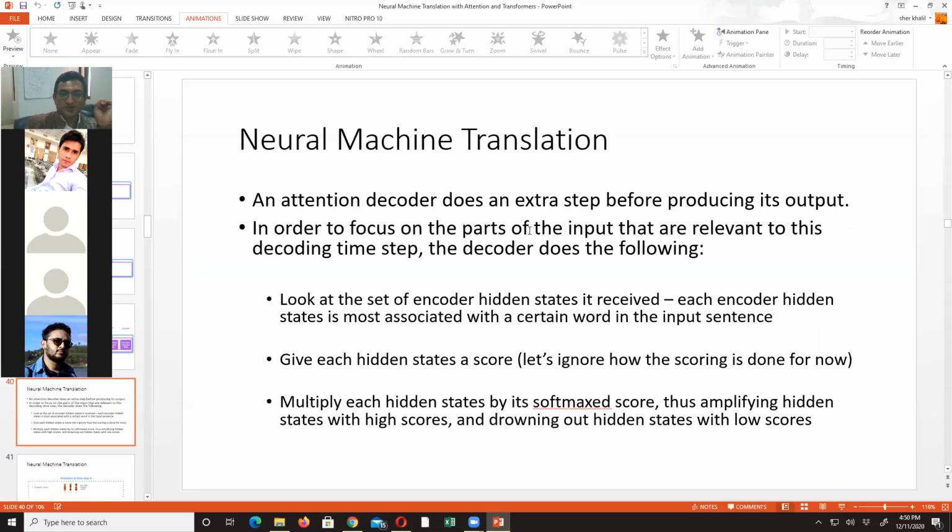In order to focus on the parts of the input that are relevant to this decoding time step, the decoder does the following. It looks at the set of encoder hidden states it receives. Each encoder hidden state is most associated with a certain word in the input sentence. Give each hidden state a score, a weight, and then multiply each hidden state by its softmax score so that we get a kind of probability score. So we understand where we need to focus and what we need to ignore.